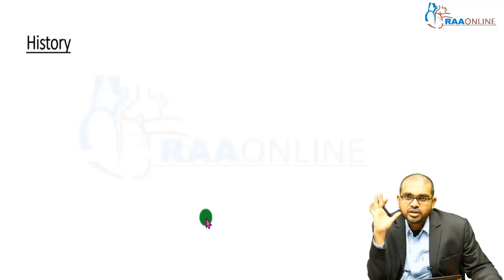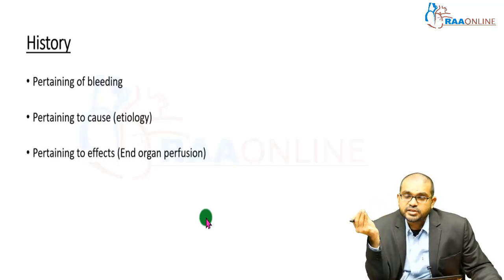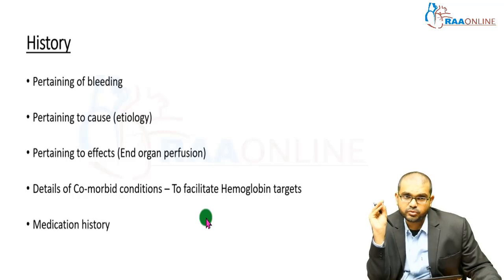You should ask history pertaining to bleeding, history pertaining to etiology, what has caused the bleed, history pertaining to effects of the bleed, to what extent the bleeding has decompensated that particular patient, what are the comorbids of that particular patient, and finally what is the medication history. So pertaining to bleeding, what are the questions we'll ask?